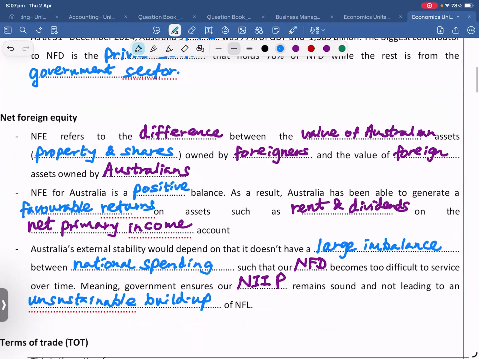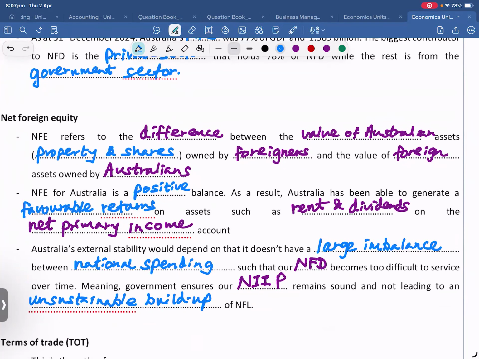The benefits, of course, I gave you. What are the benefits of net foreign equity, guys? Of course, we are having a positive balance, as I said. So the favorable thing is we are getting money into our net primary income account.